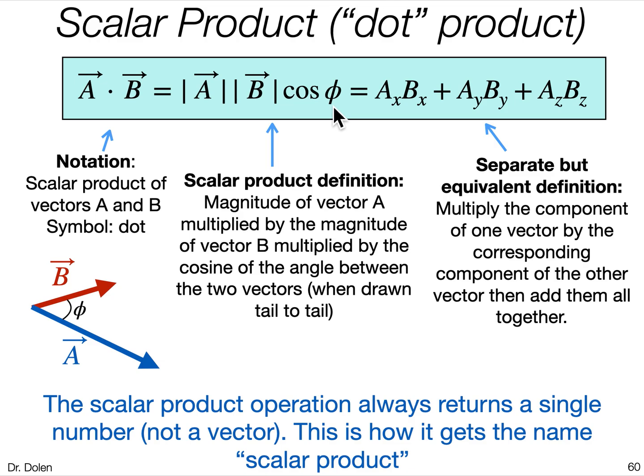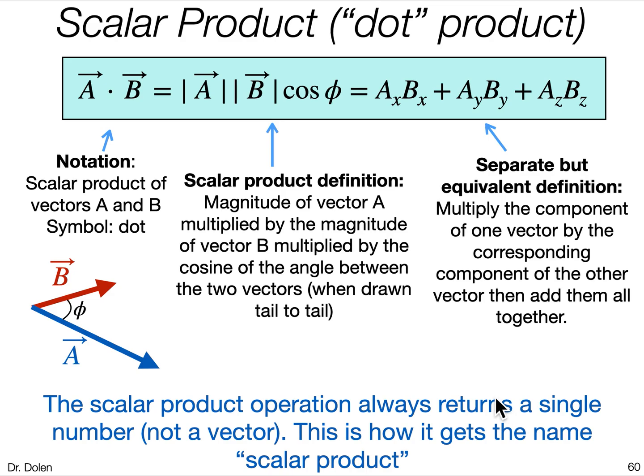Right, so when we're calculating the scalar product, we want to always draw our vectors like we do here, with the tail of A and the tail of B touching, so that this angle phi is the angle between those two vectors. Okay, and so this isn't so hard to calculate, and it's going to give you a number. A number, and that's why we call this a scalar product. It returns a number, not a vector.